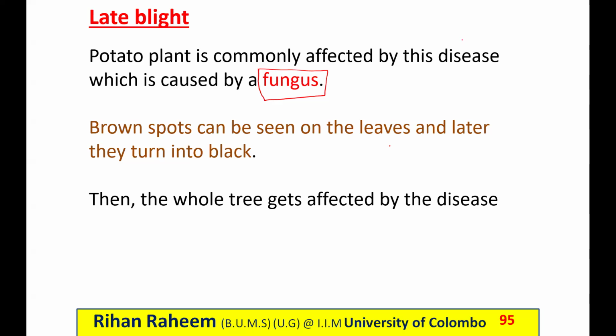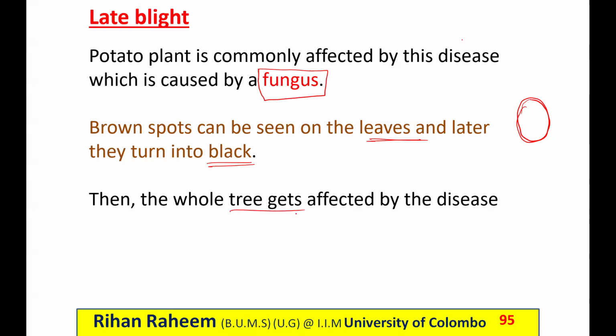Brown spots can appear on the leaves and later they can turn black. Not only on the leaf, okay, even in the potatoes. Potatoes grow on the underground stem part, not like the roots. It's actually not the root. It's called the underground stem. So that underground stem part can get affected.